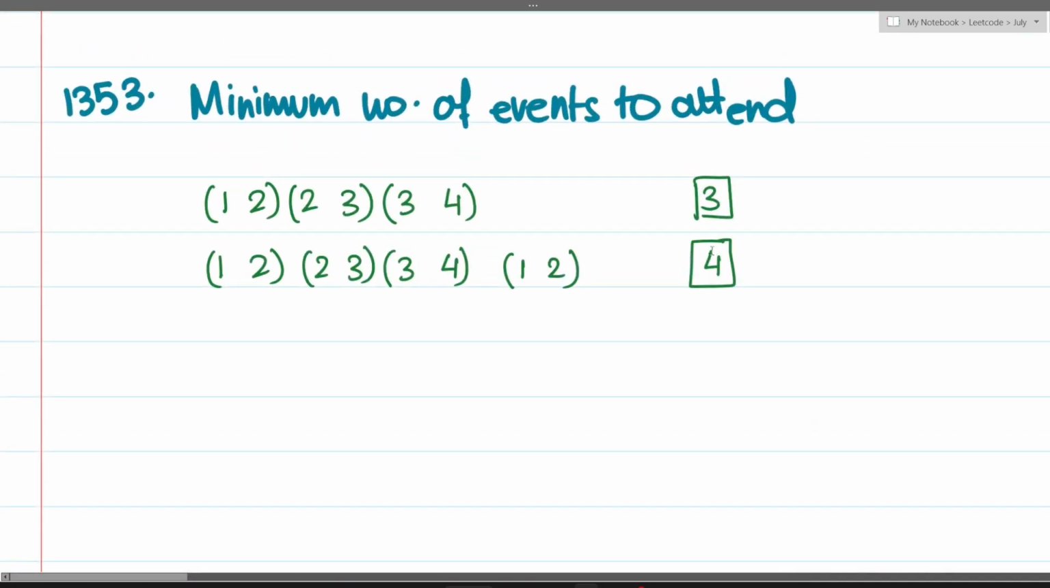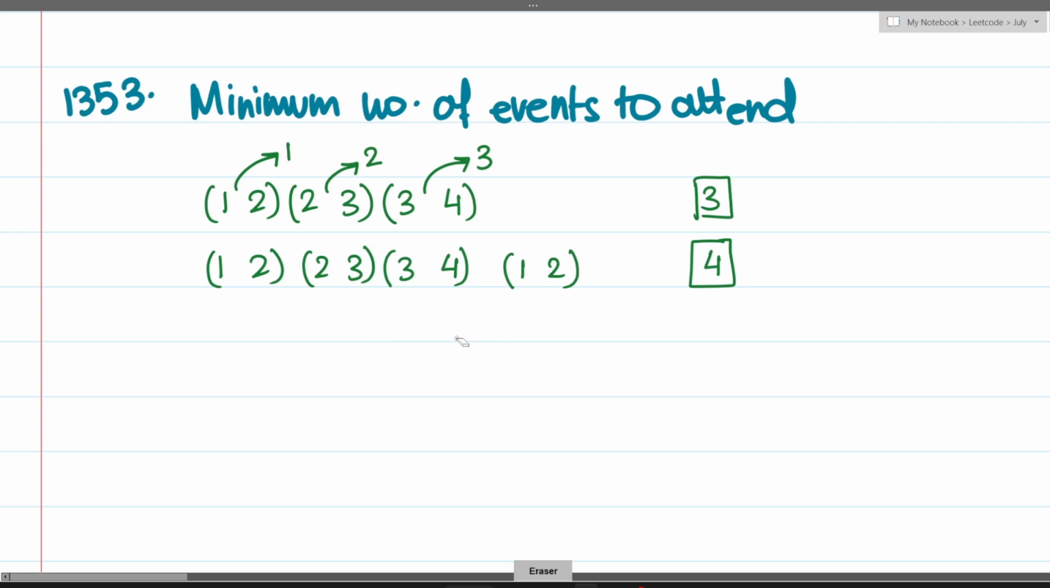Now, if we take a look at the example test cases, the very simplest approach that comes to my mind is obviously a greedy one, right? I will try to attend as many events as possible, as early as possible. So I'll attend this event on day 1, this one on day 2, and this one on day 3. Perfect. So I can attend all the 3 events, right?